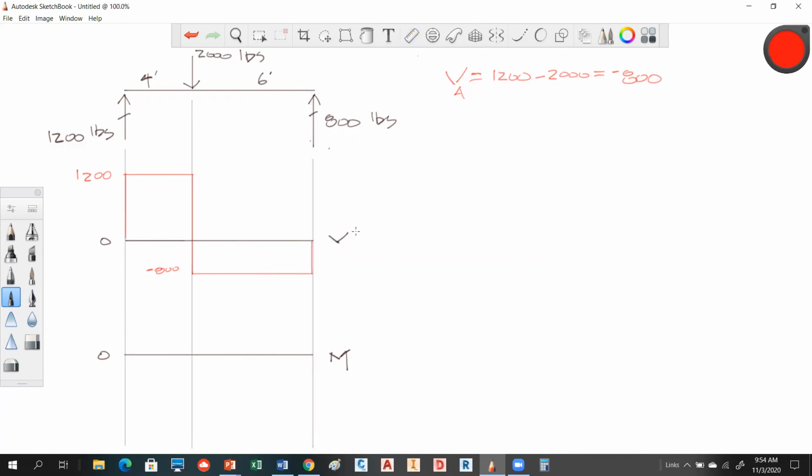Well, if we look at this, the shear, we call that point B, is minus 800 plus what? Positive 800. And that takes us back to 0. So that does two things. That validates my diagram, and it validates my reactions. Okay, everything's good at that point. All right, you guys see that?